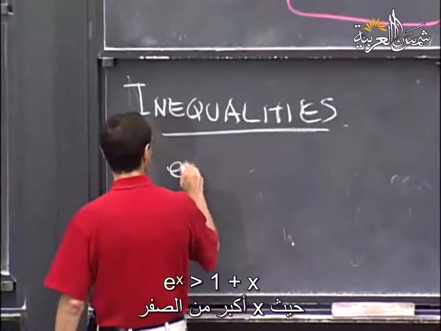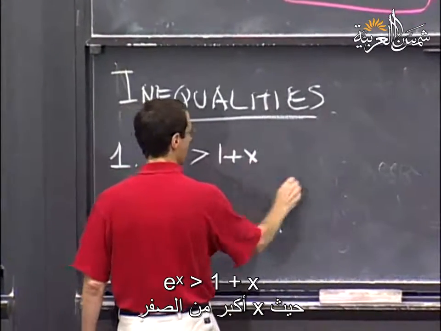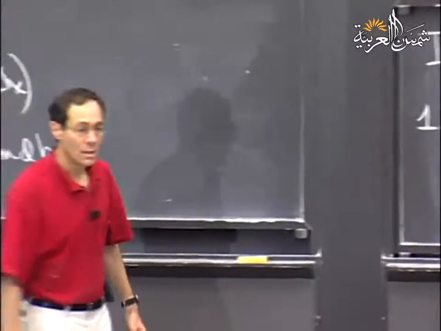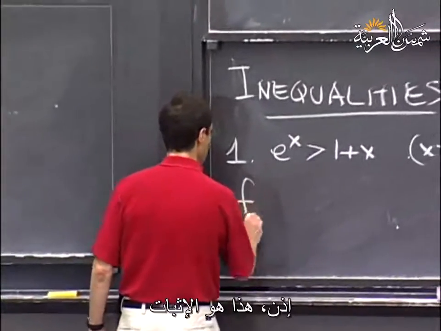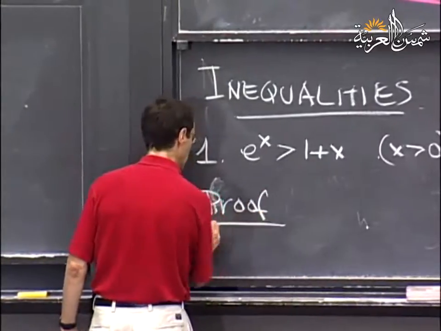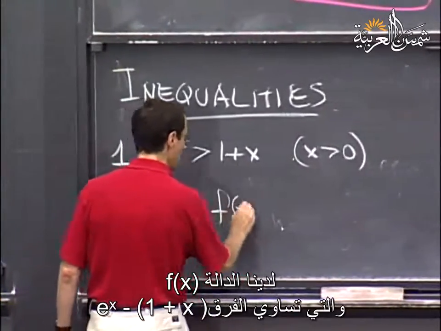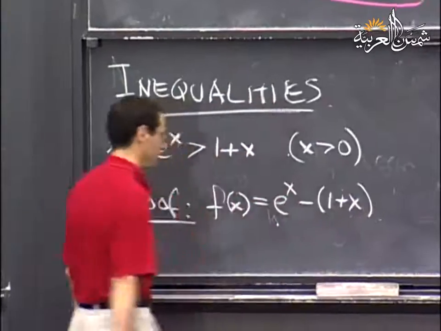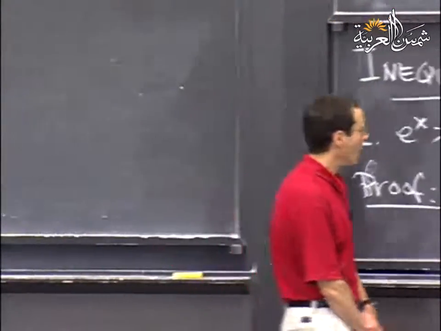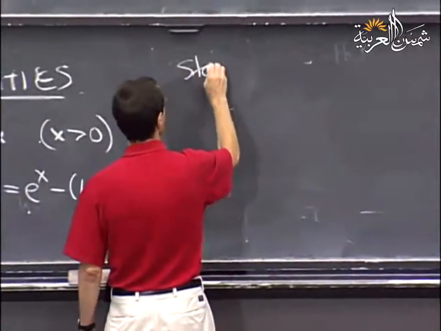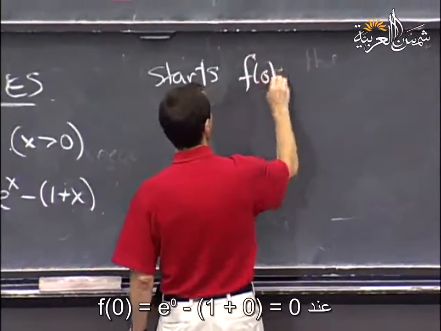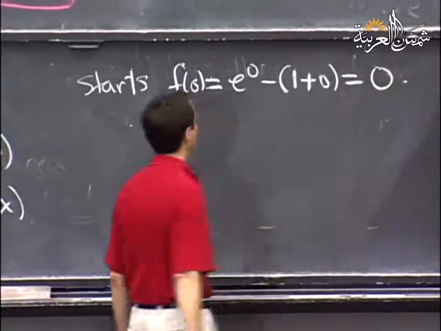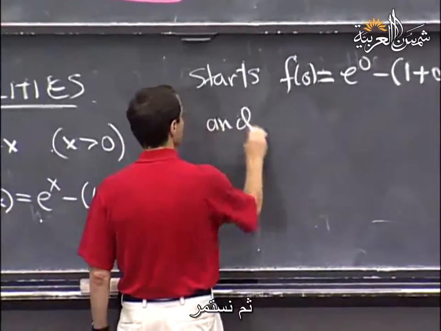Here's an example. e to the x is greater than 1 plus x for x greater than 0. The proof is the following. So here's a proof. I consider the function f of x, which is the difference, e to the x minus (1 plus x). I observe that it starts at f of 0 equal to, well, that's e to the 0 minus (1 plus 0), which is 0. And it keeps on going.